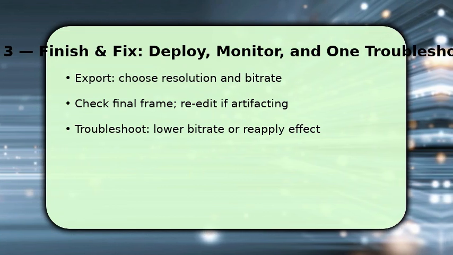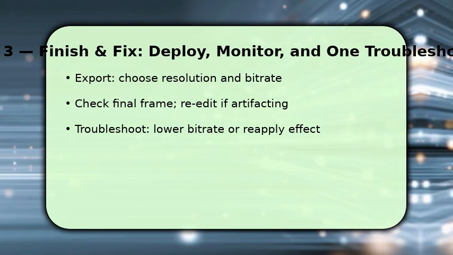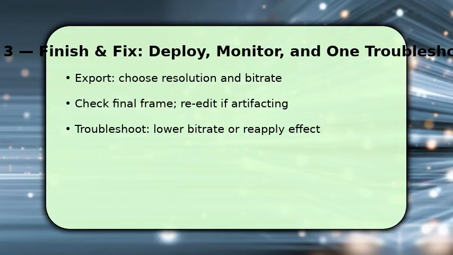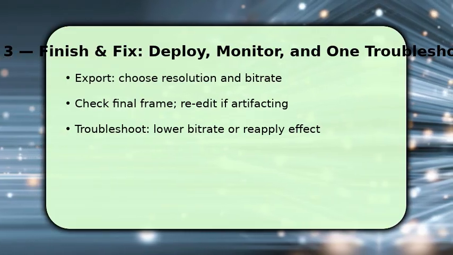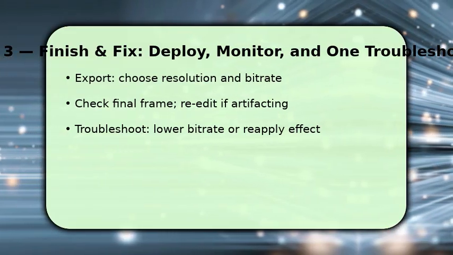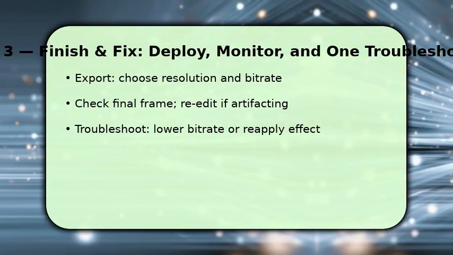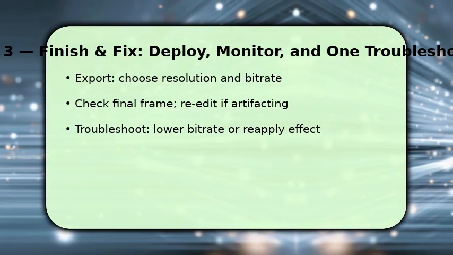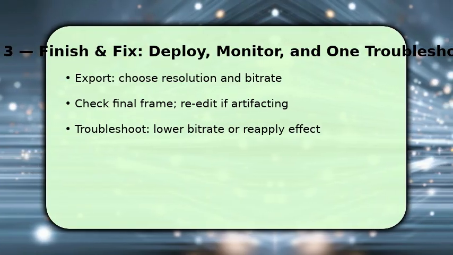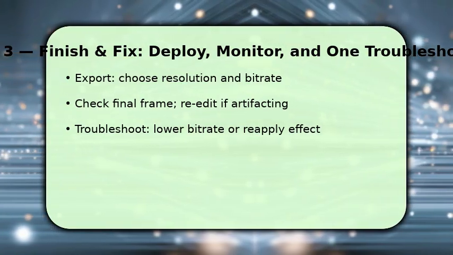Once exported, inspect the final frame for compression artifacts or color shifts, and if you see issues, go back and re-edit. For troubleshooting, reduce heavy sharpening or lower export bitrate slightly and re-export. Alternatively, export a lossless intermediate if artifacts persist. Make sure you save project presets so you can replicate success.